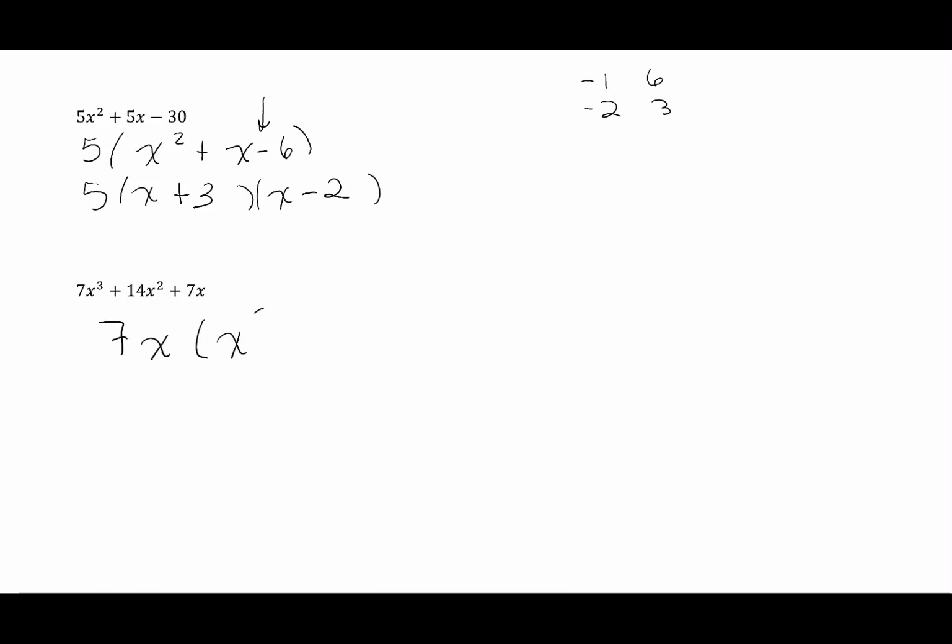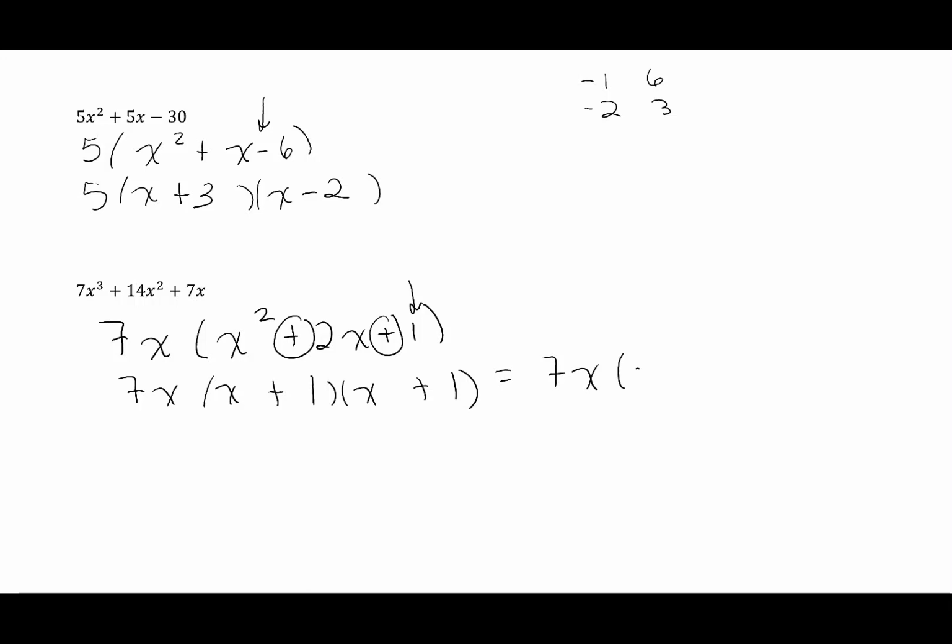That leaves me with x squared plus 2x plus 1. So I write 7x, and then I'm looking for two binomials as factors. 1 only has factors of 1 and 1. The positive in front of the 1 and the positive in front of the 2 tells me that they're both going to be positive, and then x squared factors into x and x. So I have 7x times x plus 1 times x plus 1. This particular one we could write as 7x times x plus 1 squared. The squared is because I have the same term twice.